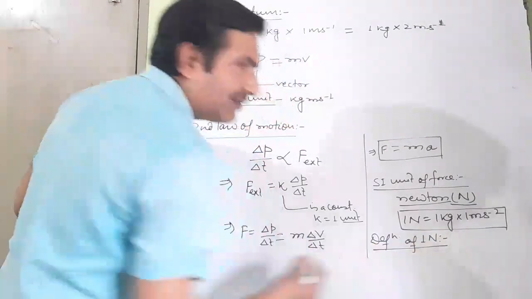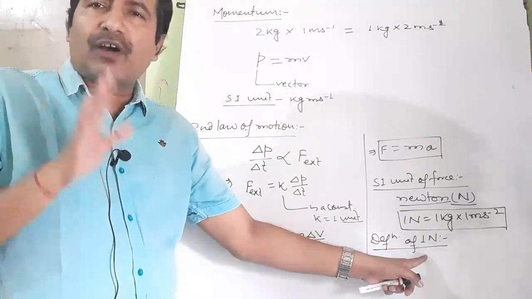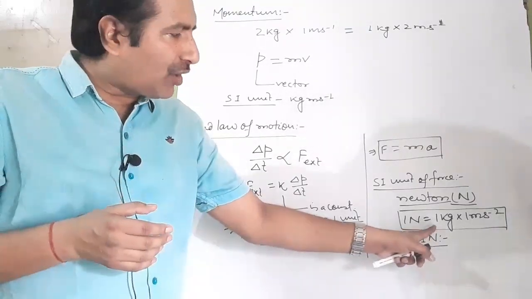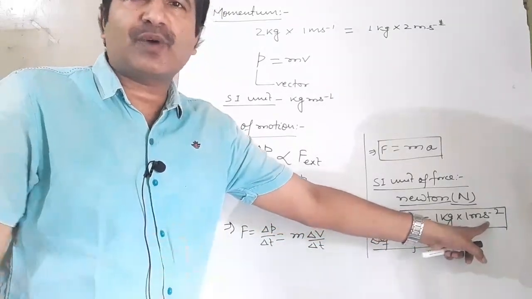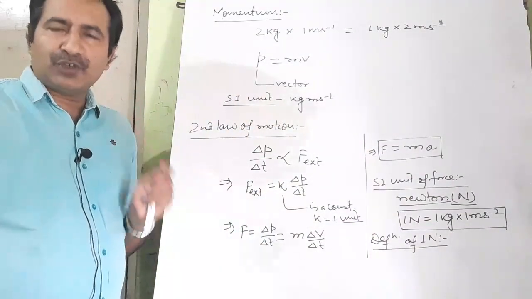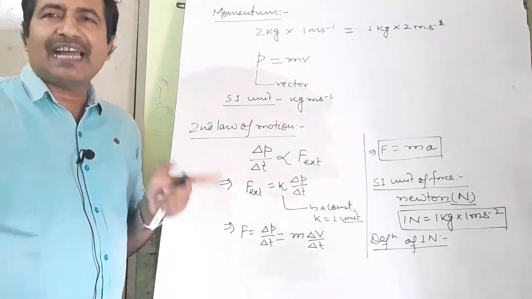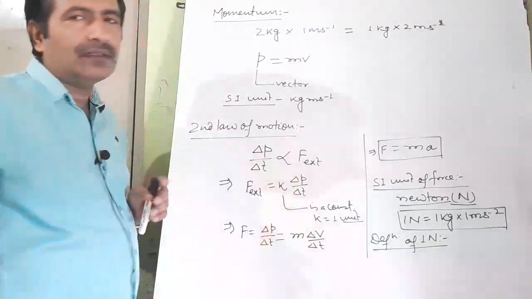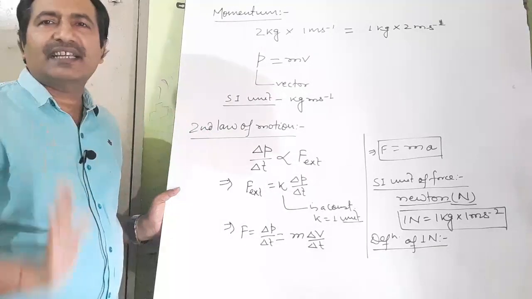You see, definition of 1 newton. So 1 newton is defined as the amount of force which, when applied on a body of mass 1 kg, produces an acceleration of 1 meter per second square. Means 1 newton is the force which produces an acceleration of 1 meter per second square when applied on a body of mass 1 kg. So in this way you can define 1 newton. This is the explanation related to momentum and the second law of motion.